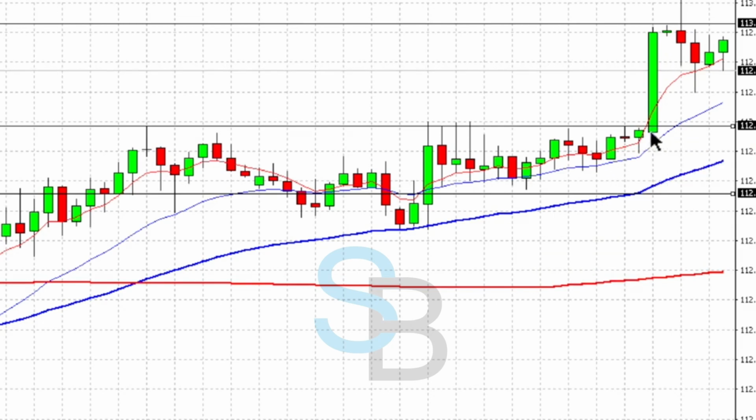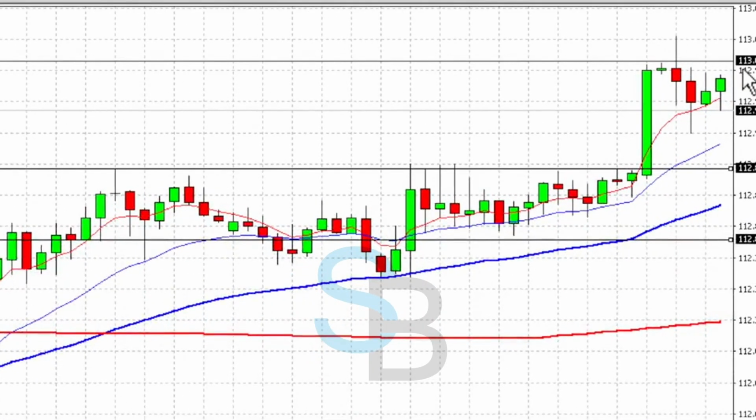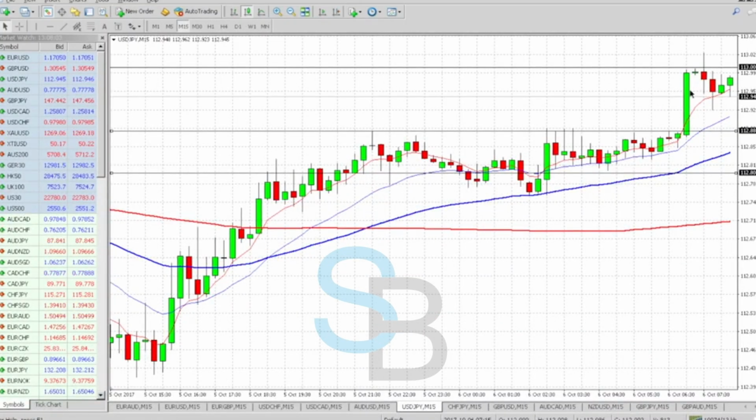So I kept the order there, and it triggered over here, and it hit the profit target at 113. You can see 3 candles later, it hit the profit target. So this was another winning trade that I clocked up. Okay, so that concludes this example of how I place a trade for a long setup for the impulse pullback.